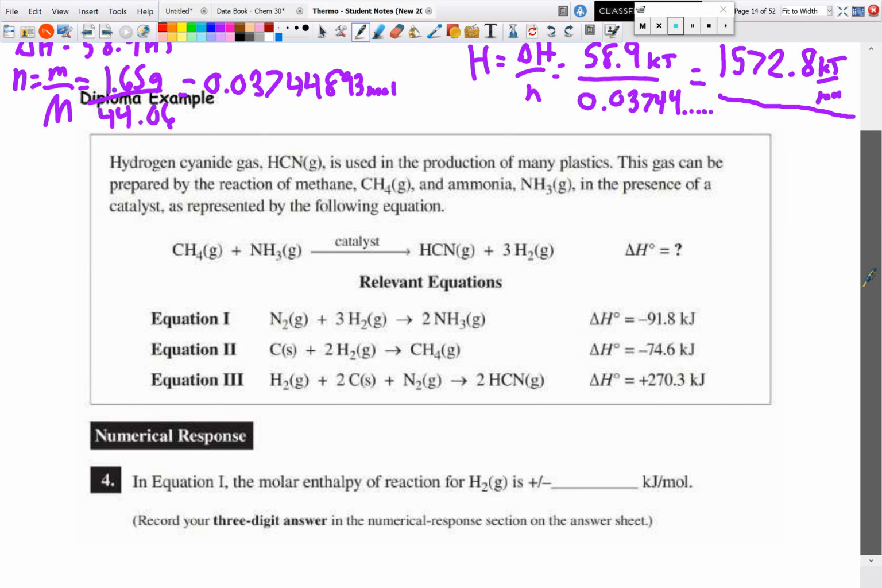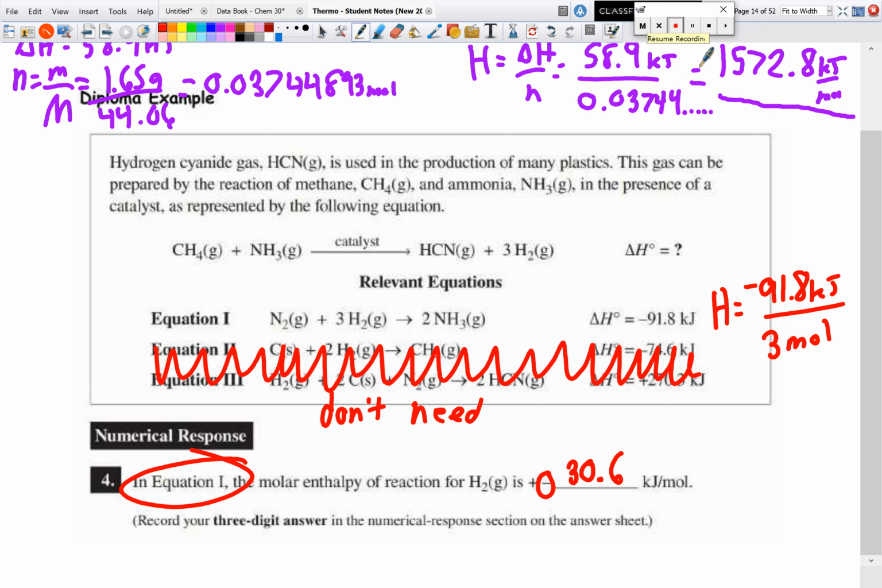And last but not least, numerical response 4. Sorry, this is just an old diploma question as well. All right, so with this one right here, same thing, pause the video because the answer is going up in 3 seconds. Give this one a try, all right? And here's the answer. So you notice I made a few adjustments here.